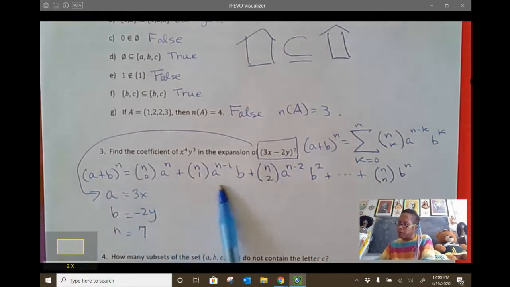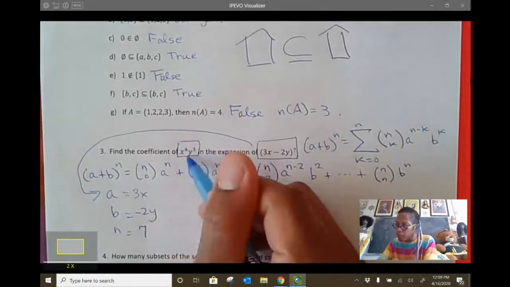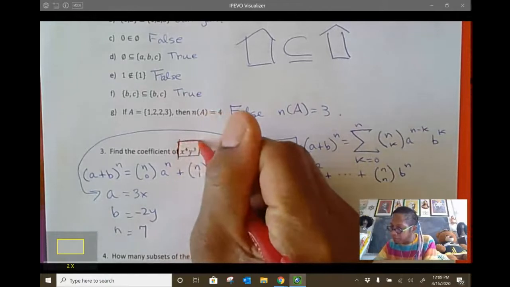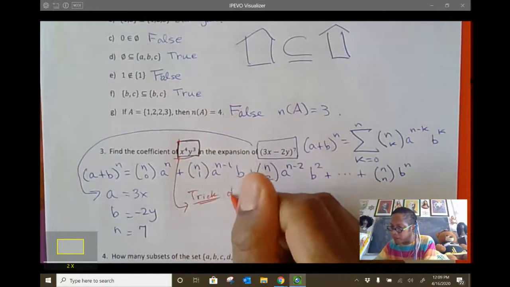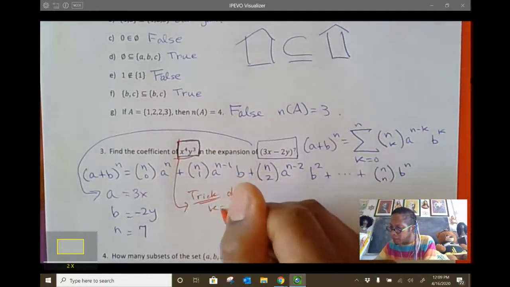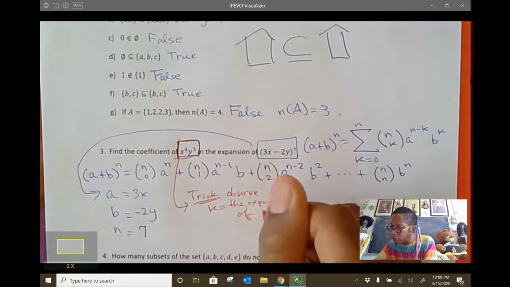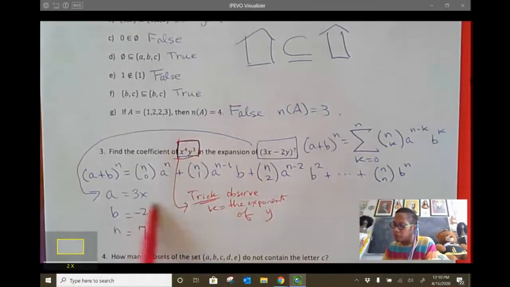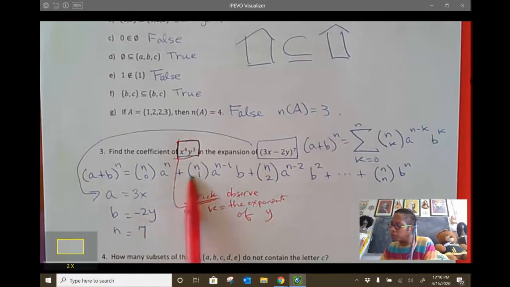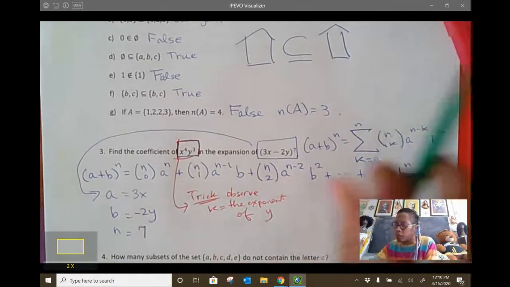Now, to know where in this long expansion we find x to the fourth y cubed, the trick, well, it's not really a trick, is to observe that k is the exponent of y. So we have a 3 there. So I really want to raise this b to the third power. So when is b to the third power? It would be the term right after this. Right after this term. So we can observe that.